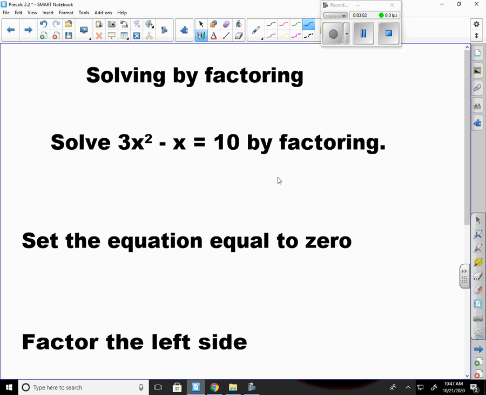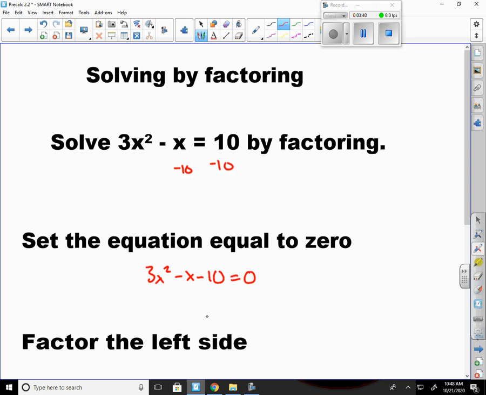Okay, so let's get into solving by factoring. There's a standard procedure for solving by factoring. The standard procedure is to get everything on one side of the equation. So if I look at this question, I have 3x squared minus x equals 10. To factor that, I'm going to need to set the equation equal to 0, which means I need to get this 10 back over to the other side. So I'm subtracting 10 from each side. That gives me 3x squared minus x minus 10 equals 0.